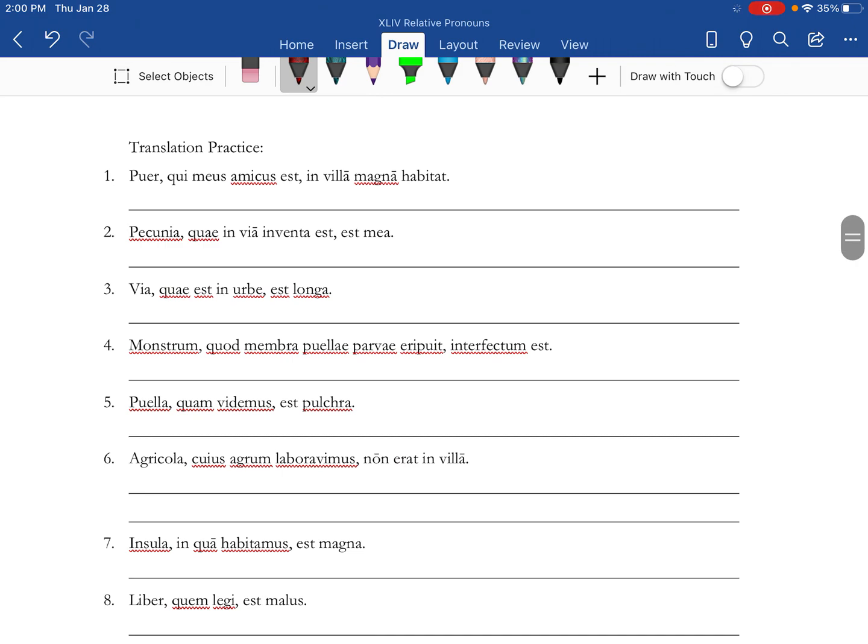Alright, so some sentences. Alright, so qui, there's our relative clause. The boy who is my friend lives in a large villa.